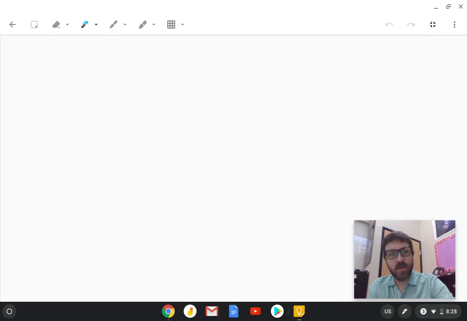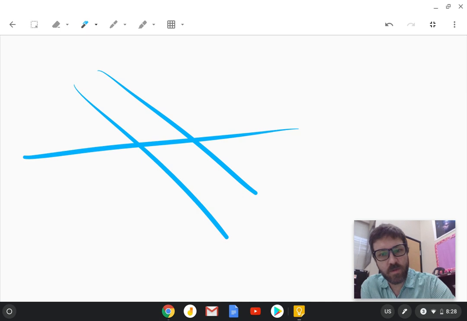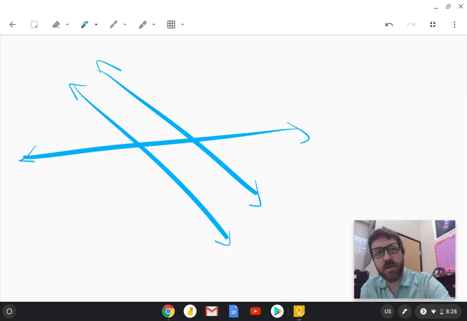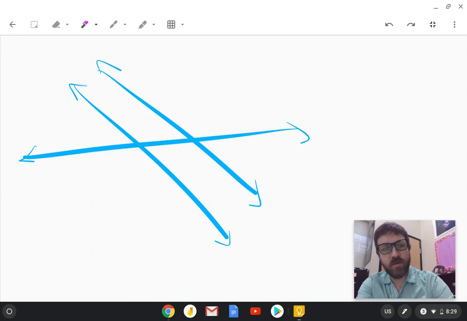There we go. If these two lines are parallel and they're cut through by this other line, then we learned all of these relationships, right? We had alternate interior, alternate exterior, and all that stuff. So these would be corresponding angles, for instance, or alternate interior and things like that.